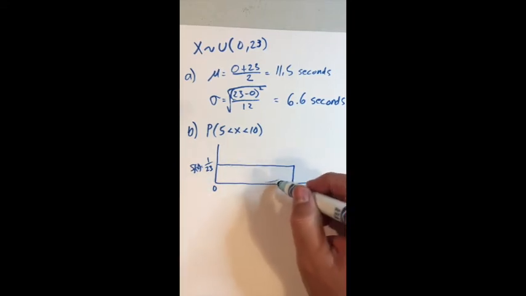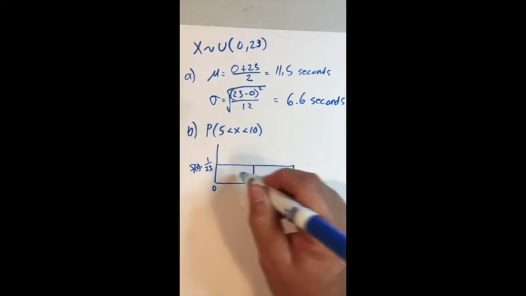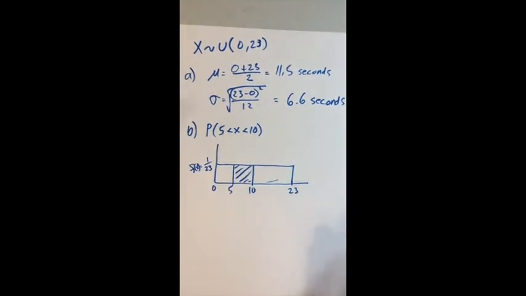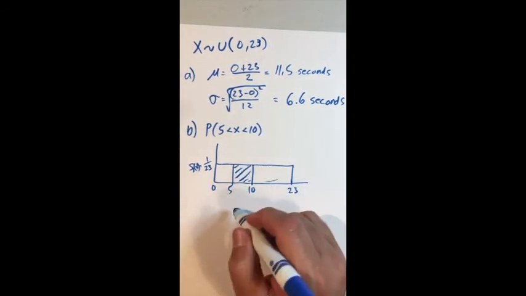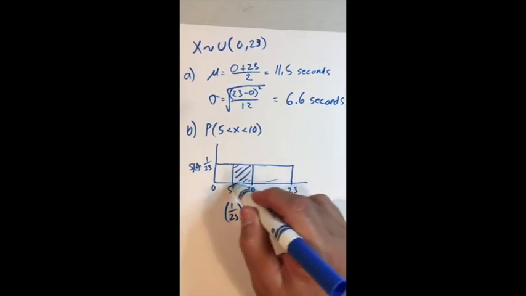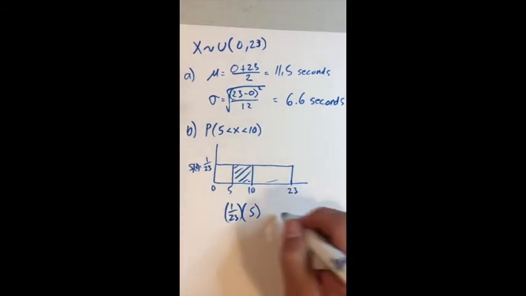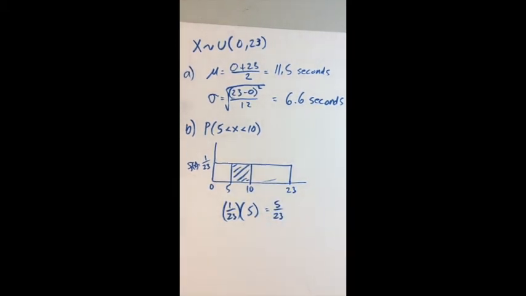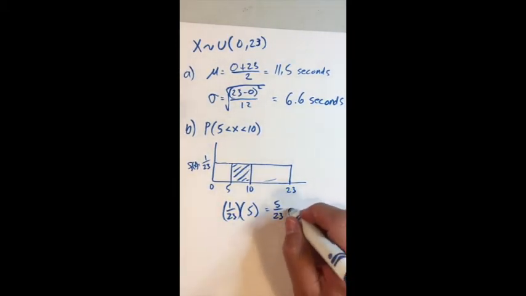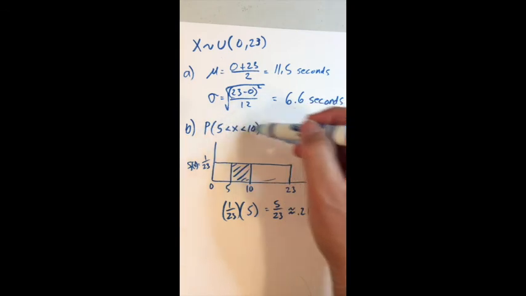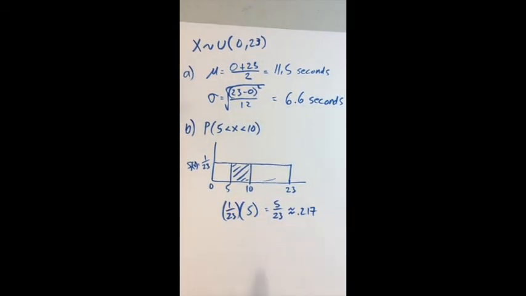That's not the issue. What we really want to find is the probability that x is between 5 and 10. Okay, so we want to know that area in there. So since our rectangle is 1/23rd units tall, and now we know that this area we're interested in is 5 units wide, then our probability is 5/23, or 0.217. So our probability that x is between 5 and 10 is about 0.217.